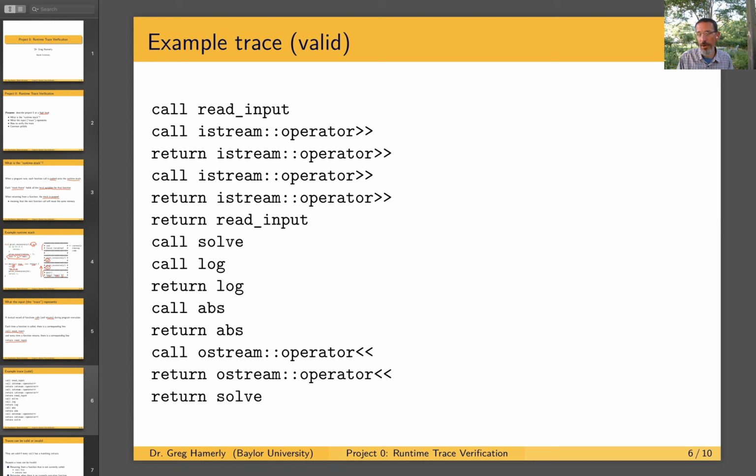We'll go into that more in a minute, but basically every time you call a function, you also return from that function, and you do this in the proper order. So here's a valid trace, and rather than step through this, I've written a little demo. Let me show you the demo for this same input, okay?